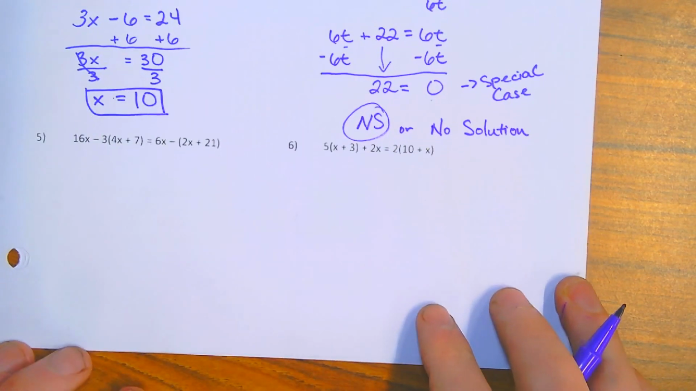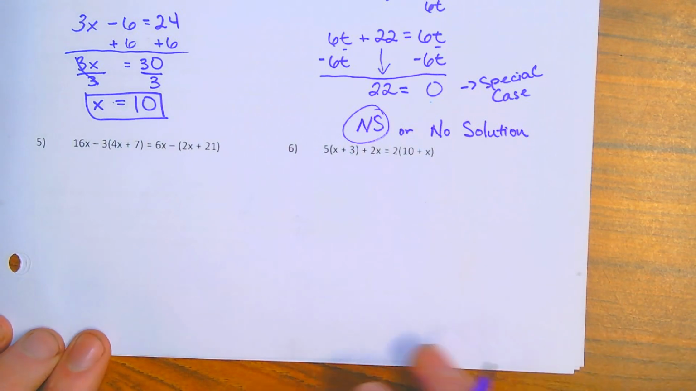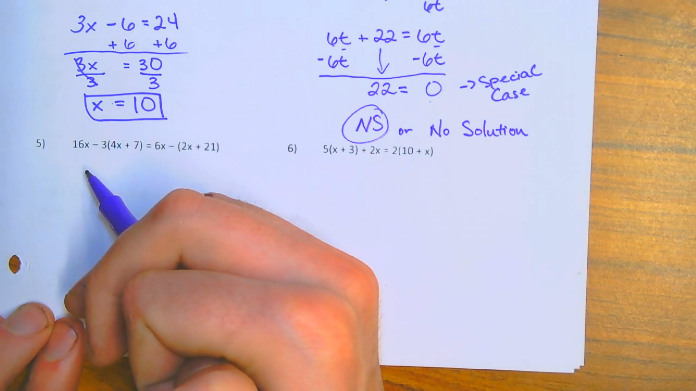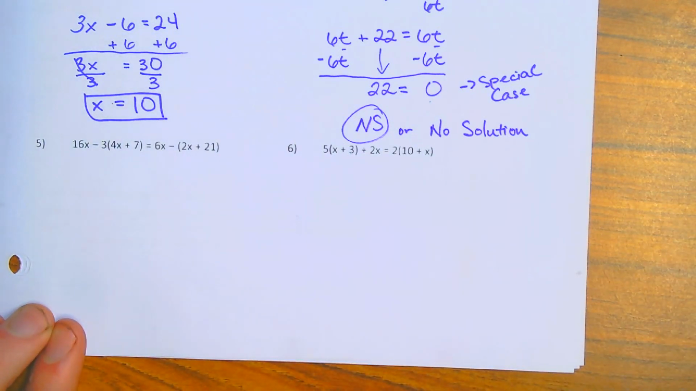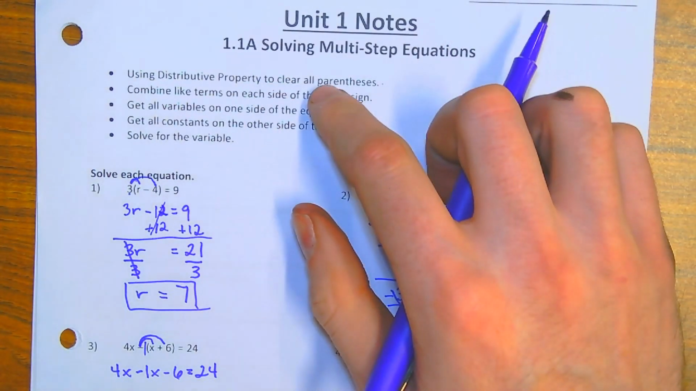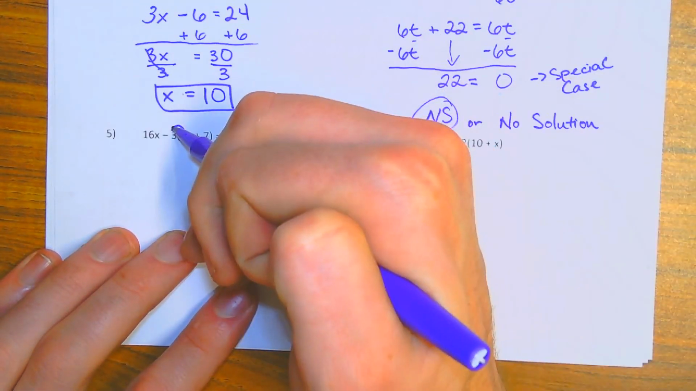All right, let's move on to these last two here. So, for number 5, it looks like a lot, okay? But take it one step at a time. Remember, it's all these steps, it's all you have to do. Your very first one, clear the parentheses. So let's clear those parentheses first.